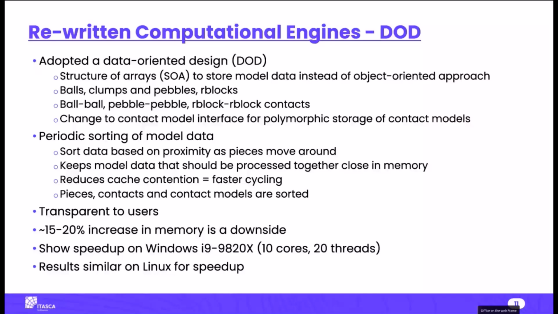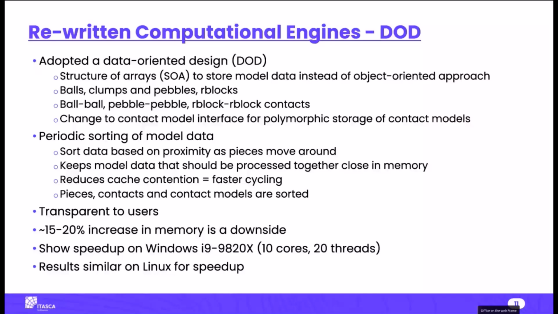And really, contacts with walls are unimportant because they are usually just on the boundaries and they tend to be few, right? There is a change to the contact model interface because we are not just storing the balls and the clumps and the contacts differently, we're actually storing the contact models differently as well. So if you have a user-defined contact model that you're compiling, there is a new method that needs to be overwritten. And you can see it in our examples, but it's important to note.